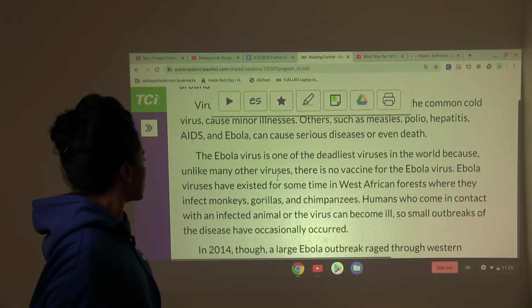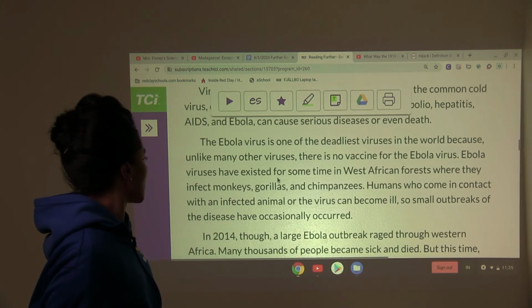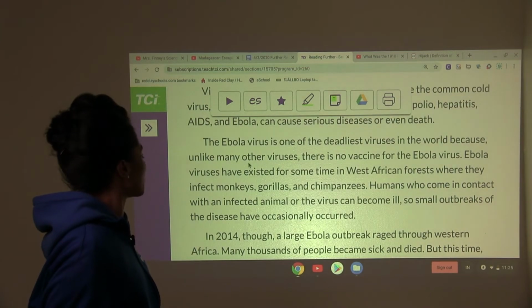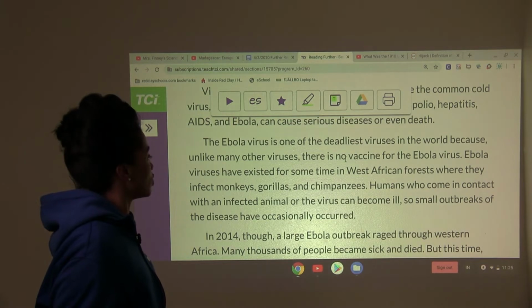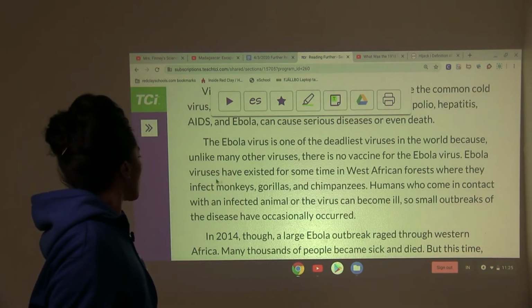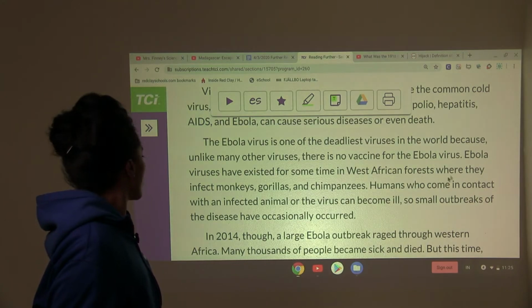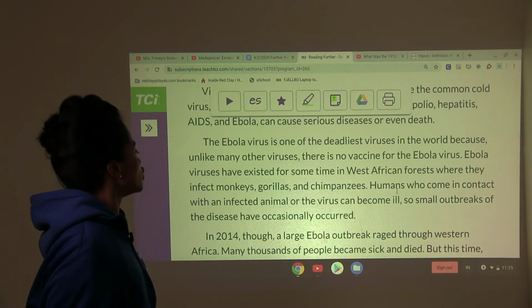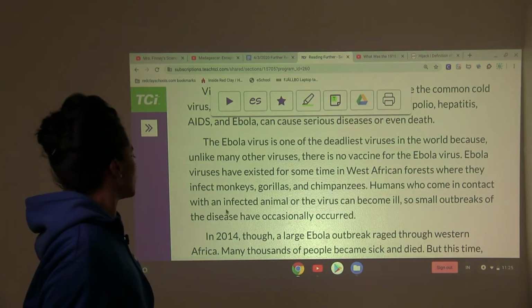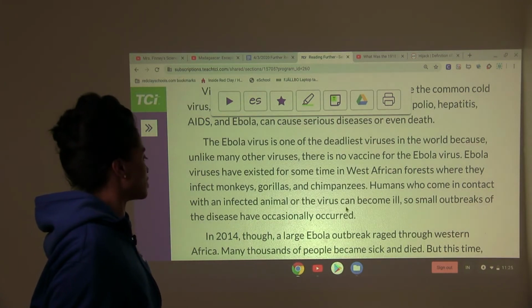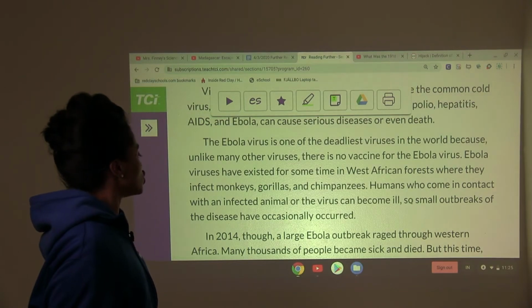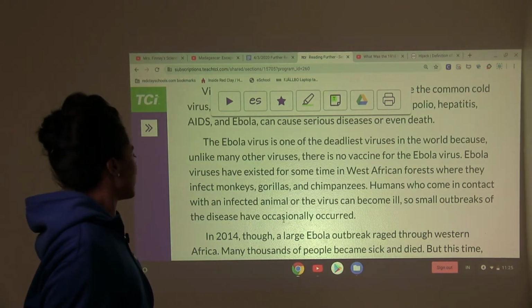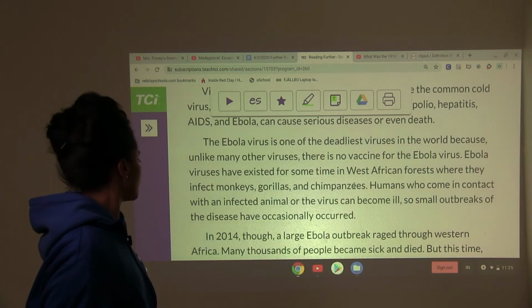The Ebola virus is one of the deadliest viruses in the world because, unlike many other viruses, there's no vaccine for the Ebola virus. Ebola viruses have existed for some time in West African forests, where they infect monkeys, gorillas, and chimpanzees. Humans who come in contact with an infected animal or the virus can become ill. So small outbreaks of the disease have occasionally occurred.